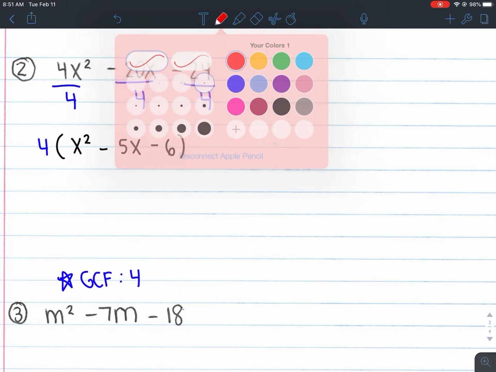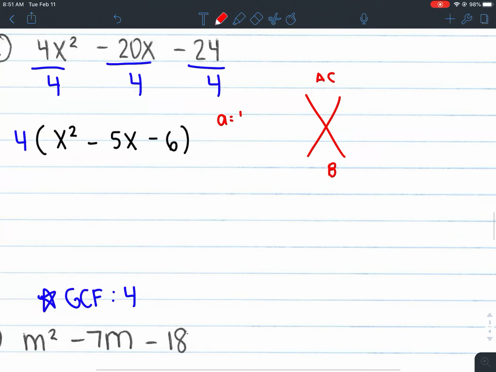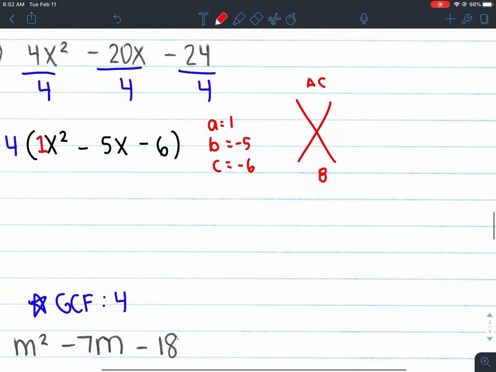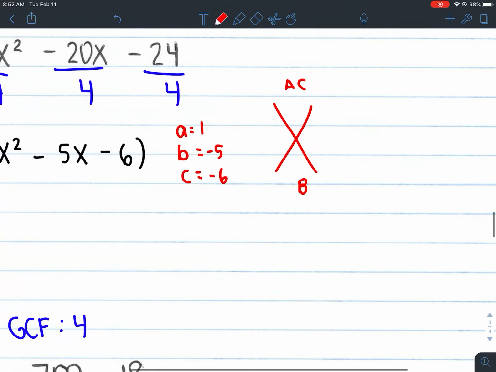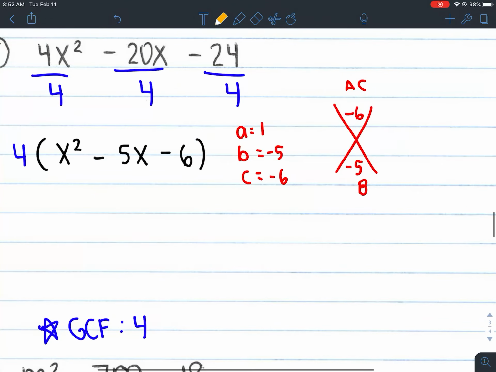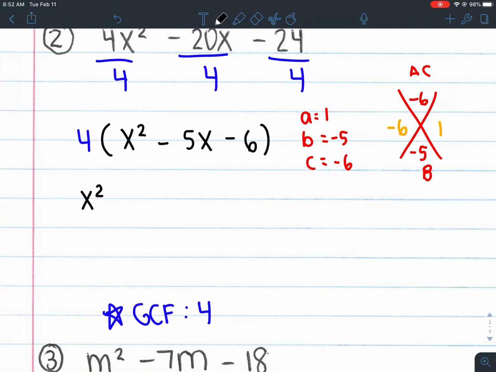So we're going to do our AC method. Okay, well, A here is going to be 1, B is -5, and C is -6. Again, A is 1. The 4 is the GCF. It's not 1 anymore. You want to look at this guy. You don't want to look at your original. All right, so A times C is going to be -6, and B is -5. My 2 magic numbers there, if I were to find this in the calculator, would be -6 and +1. -6 times 1 is -6, and -6 plus 1 is -5. So if I were to split this up, I would have x squared, and I would split this up and make it -6x plus 1x.